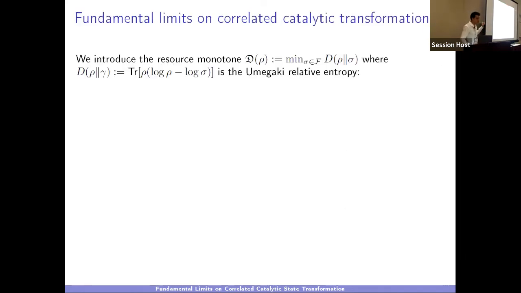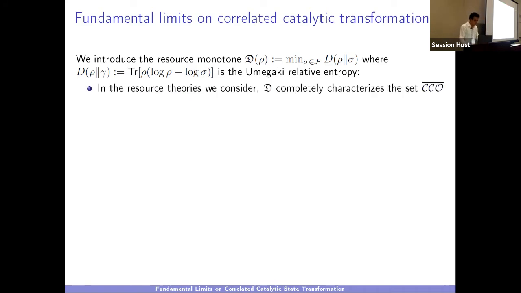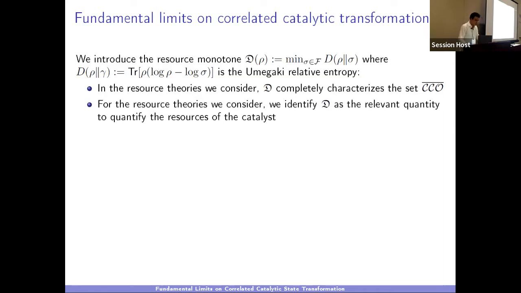So this is actually the quantity we want to look at. We introduce the resource monotone D of rho, which is just the minimized version over all the free states of the Umegaki relative entropy. And in the resource theory, we consider this quantity completely characterizes the set CCO. So what I mean is that if there is this ordering of this quantity, we can actually have the transformation. I will talk about it better later.